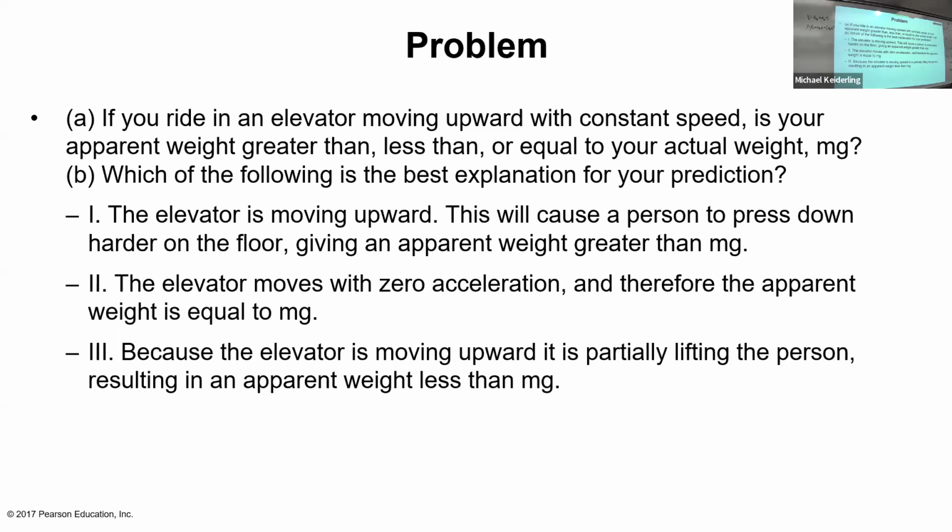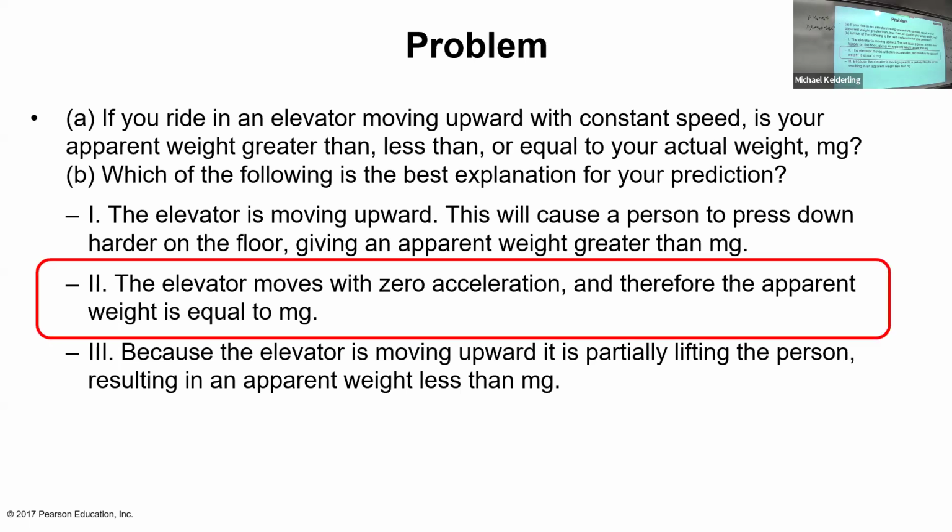So who thinks the apparent weight will be greater than mg? Who thinks the apparent weight will be the same as mg? Okay, that's the majority there. And who thinks the apparent weight will be less than mg? Well, the people who responded same were correct. The elevator is moving with 0 acceleration. So you plug in 0 acceleration plus g, you get mg. If you're moving with 0 acceleration, your weight will be just as if it was standing still on the surface.